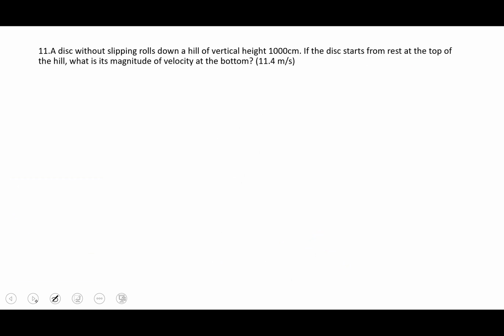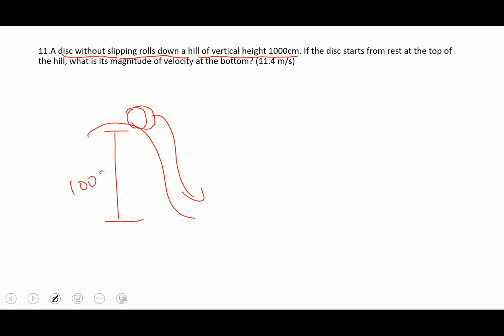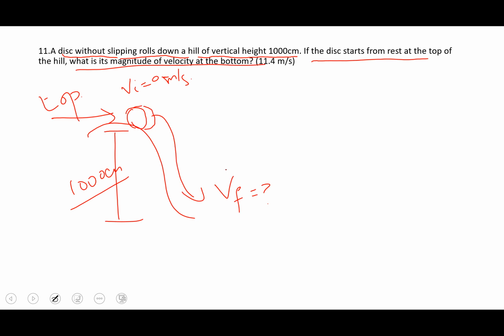Moving on to the next question, question number 11. A disc without slipping rolls down a hill of a vertical height 1000 centimeter. Now here is our situation. Here is a disc. Let's draw a disc. It is rolling down a height of, let's say, 1000 centimeter. This starts from rest, that means initial velocity is equal to 0 meter per second from the top of the hill, right over here. What is the magnitude of the velocity at the bottom? We have to find the final velocity in this case.